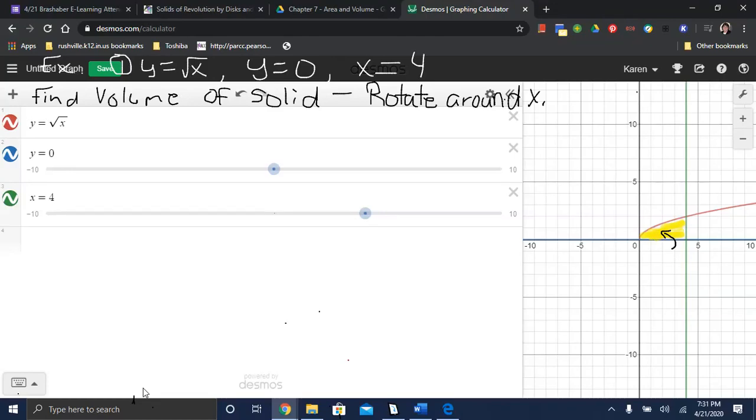Okay, so for our first example of finding the volume of a solid of revolution, we're going to look at an equation y equals the square root of x. It's going to be bounded by y equals 0, which is the x-axis, and the vertical line x equals 4. So all those things are given, and we're asked to find the volume of a solid with those boundaries when we rotate that area around the x-axis.